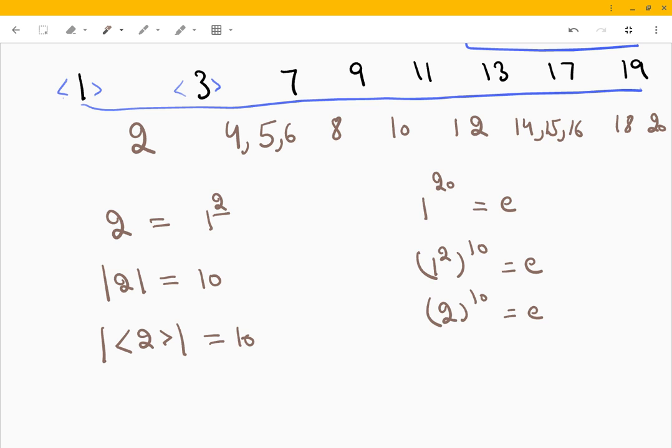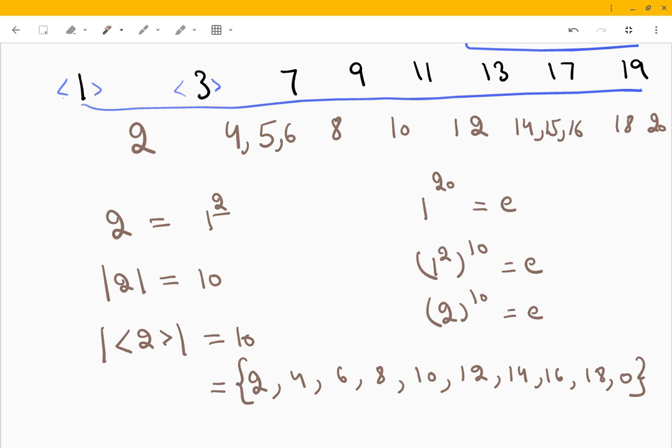Okay, and let's just calculate it, right? It will be 2, 4, 6, 8, 10. Am I doing right? Yeah, 10, 12, 14, 16, 18, and 0. Yep, this is the subgroup of order 10, and the generator is 2. But this is not the only generator.